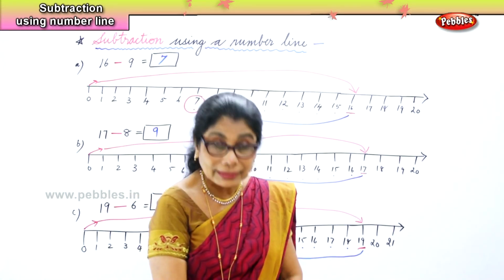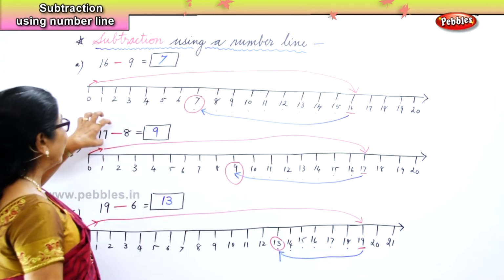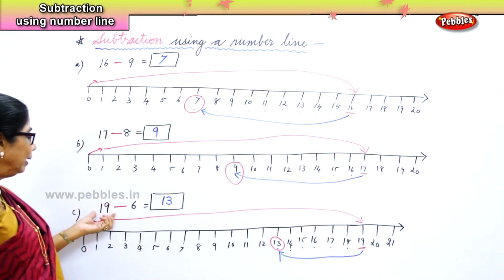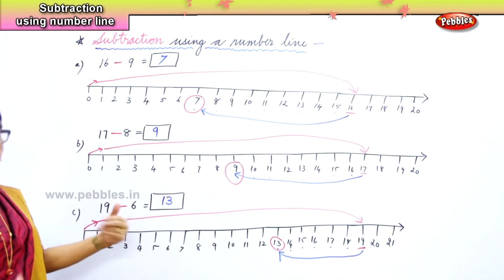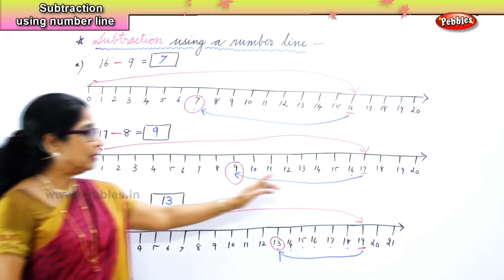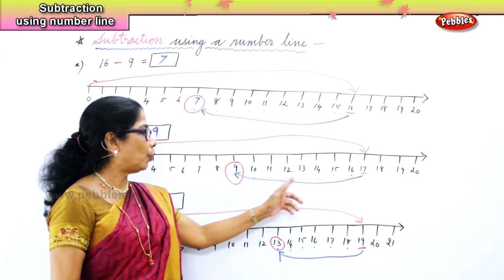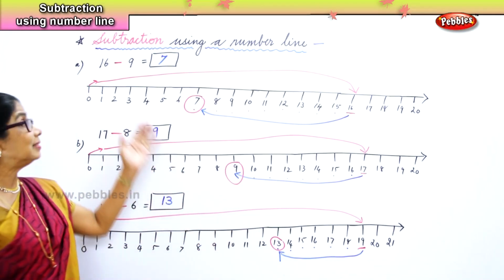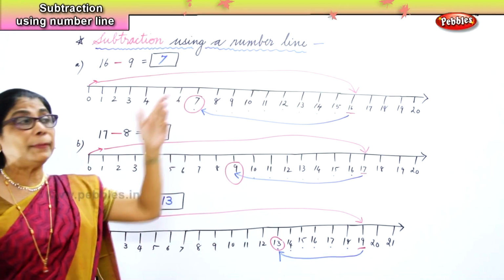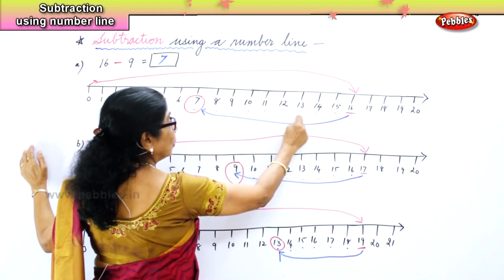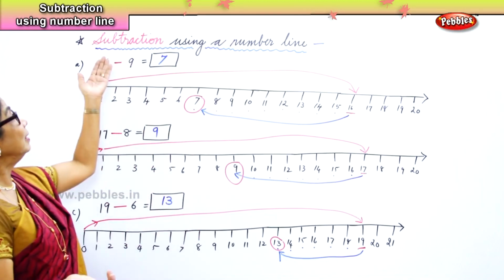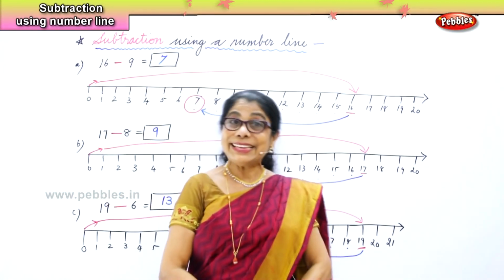Subtraction on the number line is very easy. All you have to do, look at the number, go right up to the number, 19, then count 6 backward. If it is 17, go to 17, count 8 numbers backwards. 1, 2, 3, 4, 5, 6, 7, 8, and that's your answer. If you have 16, go to 16, count 9 numbers backwards. 1, 2, 3, 4, 5, 6, 7, 8, 9, and that's your answer. We have done subtraction using a number line.